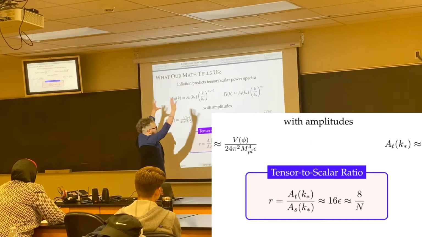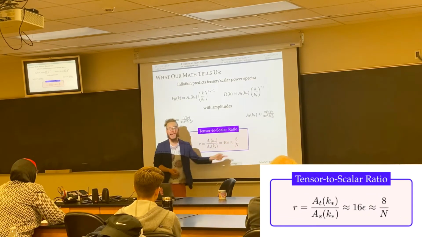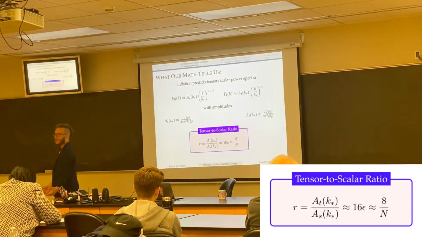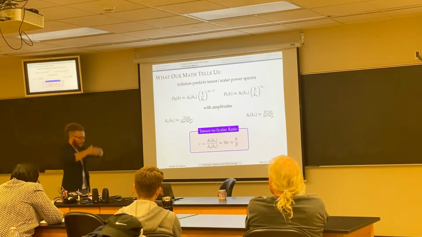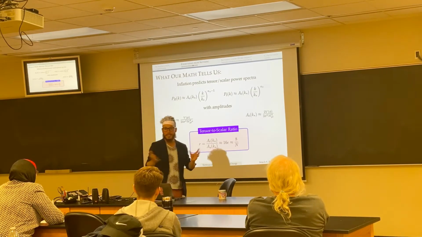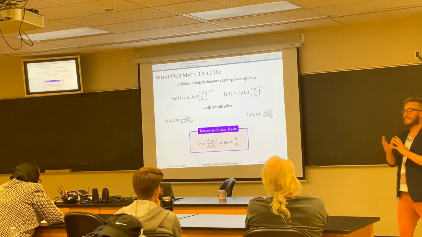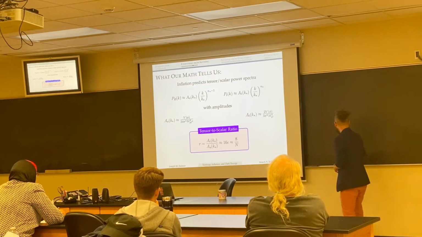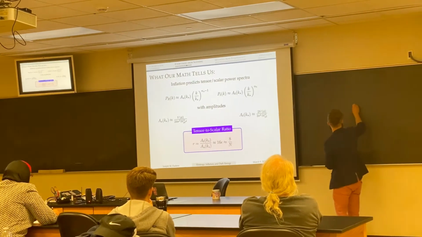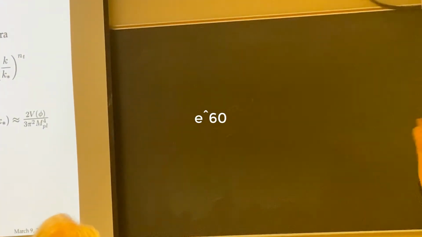And when you boil all this stuff down, guess what it equals? 8 over n. What the hell is n? N is the number of e-folds of inflation. What is an e-fold? An e-folding is essentially when the universe gets bigger by a factor of e. Now, in the early universe of inflation, it's considered that the universe got a factor of e to the 60 times bigger, where e is Euler's constant, 2.7, whatever it is.